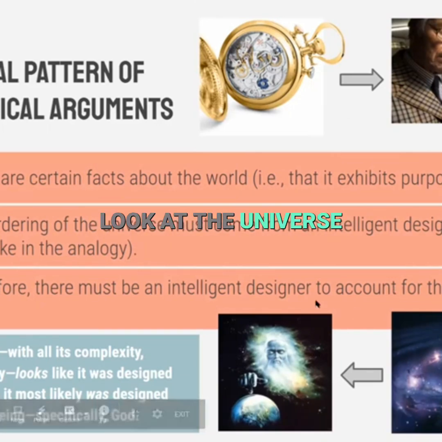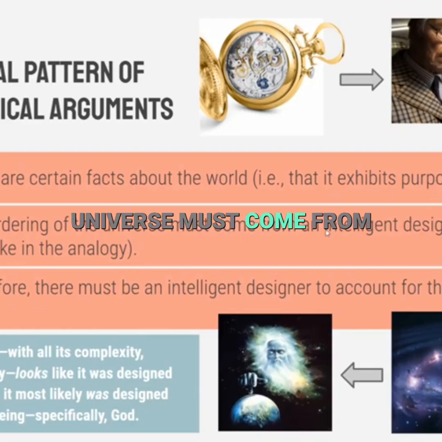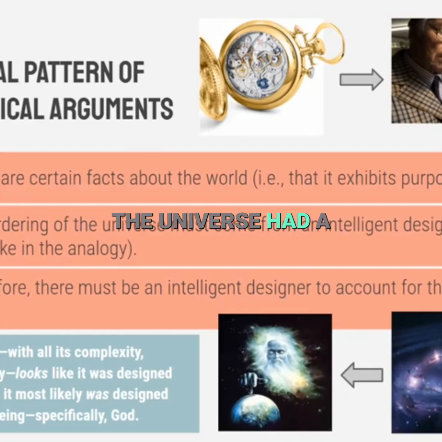What happens when we look at the universe, when we look at the complexity of planets and natural life on Earth? Single-celled organisms are very complex. So it usually is an argument that says there are certain facts about the world, specifically that it exhibits purpose and order. Premise 2, the ordering of the universe must come from an intelligent designer. Just like we say that the purpose of this watch must come from a watchmaker, therefore there must be an intelligent designer to account for the observed order. So just like we infer that the watch had a watchmaker, we can infer that the universe had a universe maker, and that universe maker or designer is God.